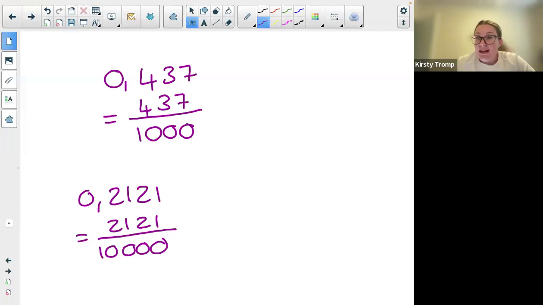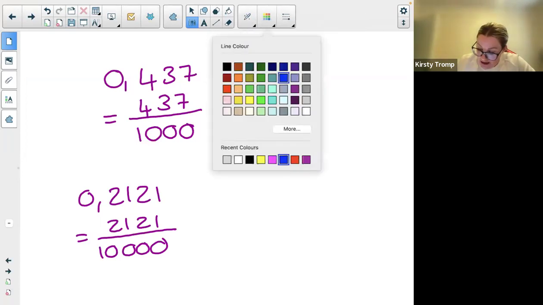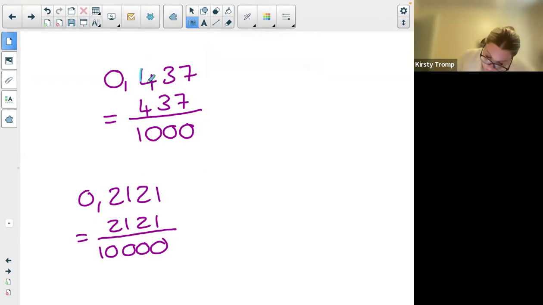It always depends on, I always say to myself, how many numbers do I have on the top? So here I'm going to count them. I've got 1, 2, 3. So I put my 1 down on the bottom, and then 1, 2, 3 zeros. That gives me 1,000 on the bottom.